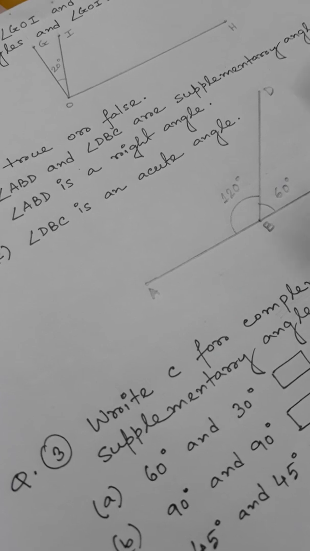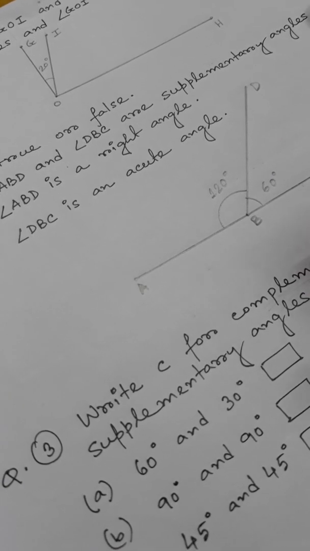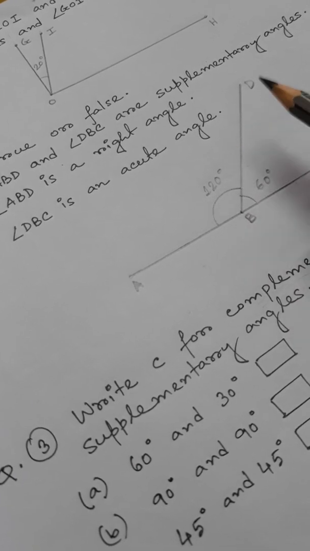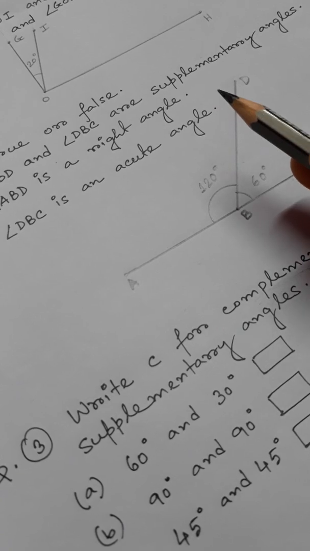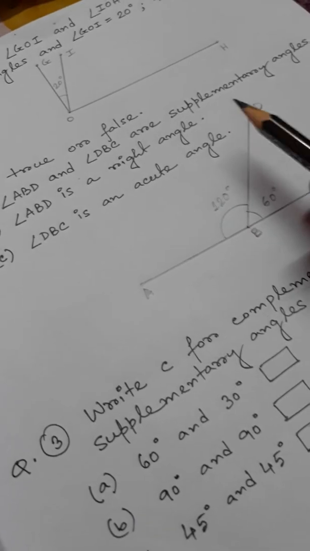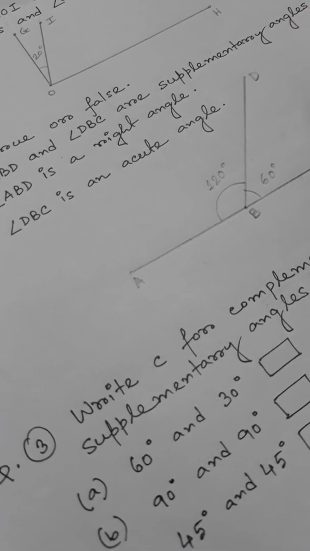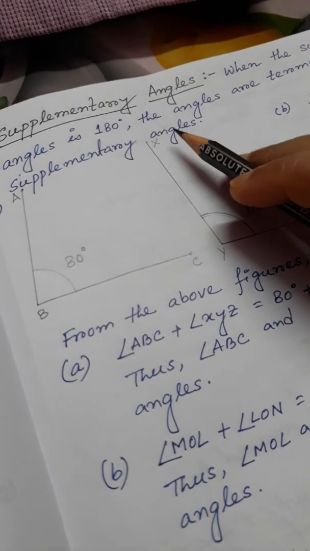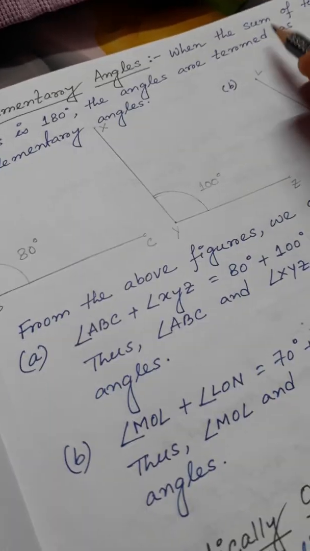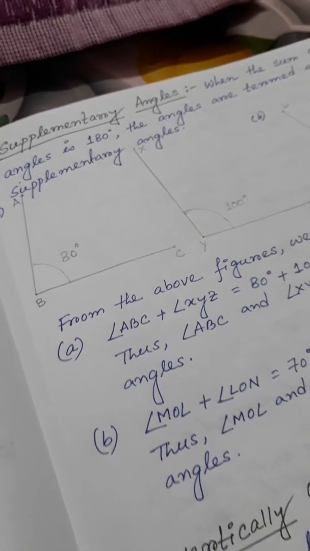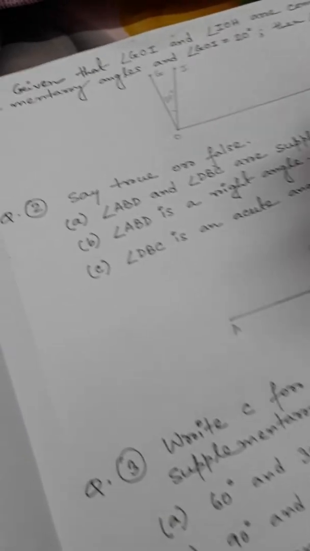Which type of angles is it? Complementary, supplementary, acute, or right angle? Remember, an acute angle measures less than 90 degrees, and a right angle measures exactly 90 degrees. When the sum of two angles is 180 degrees, the angles are termed supplementary. So you can easily find out which statement is true or false.